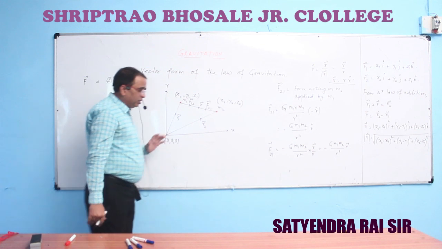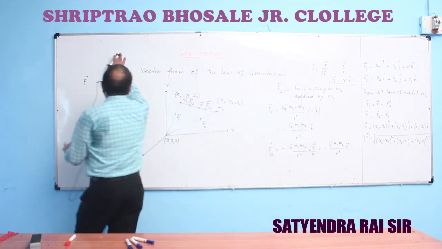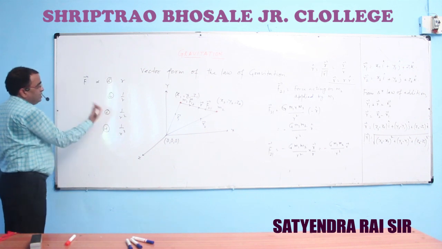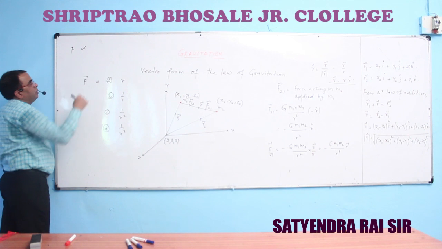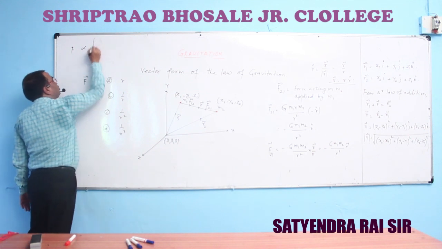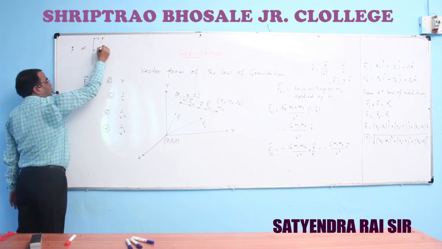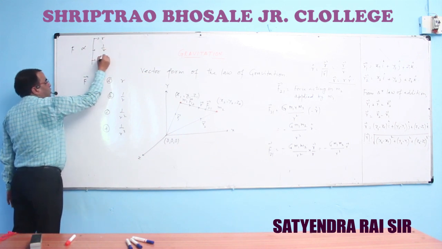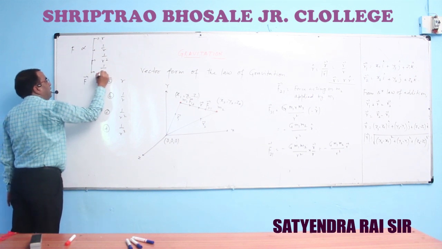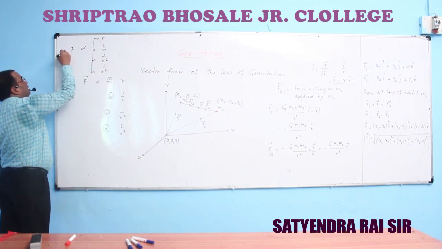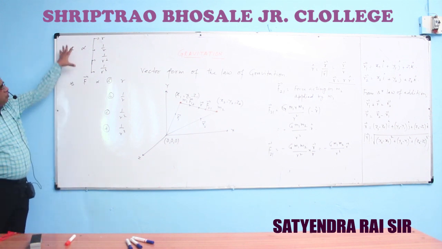There is a basic difference between the magnitude and this. If they ask you the same question in some other way, whether F is proportional to R, 1 by R, 1 by R square, or 1 by R cube. See, there are two separate questions. Can you understand the difference between these two questions?